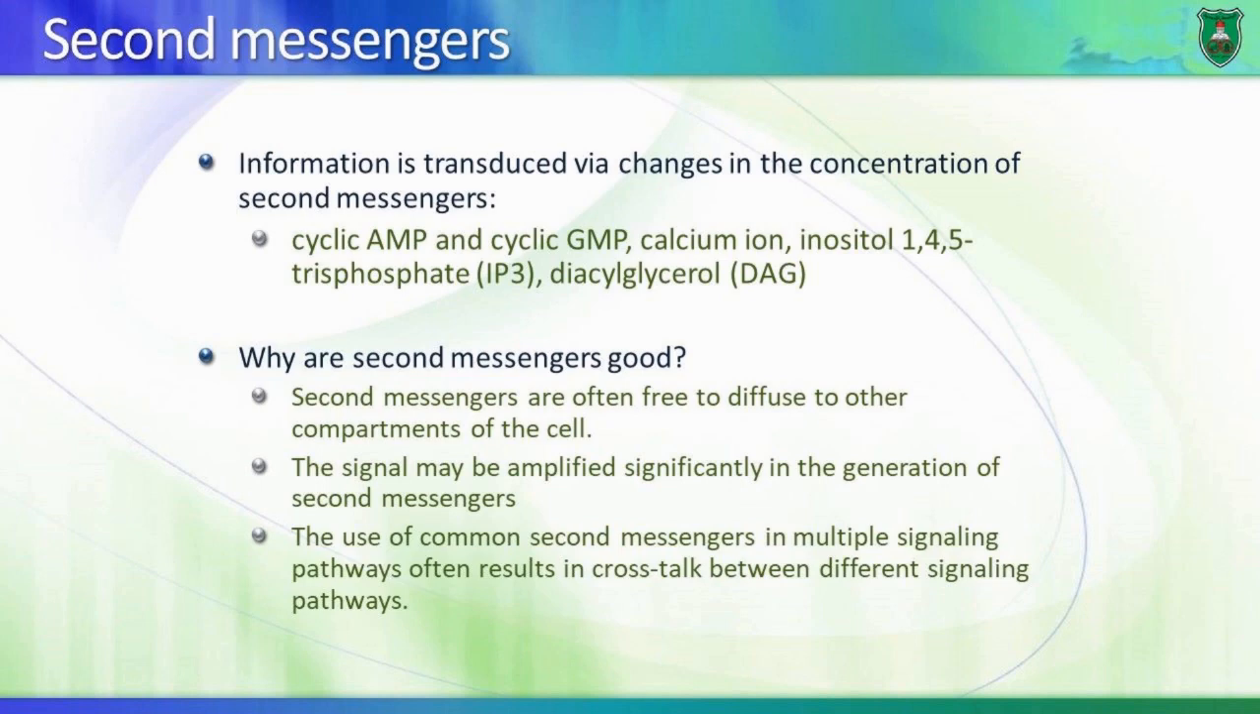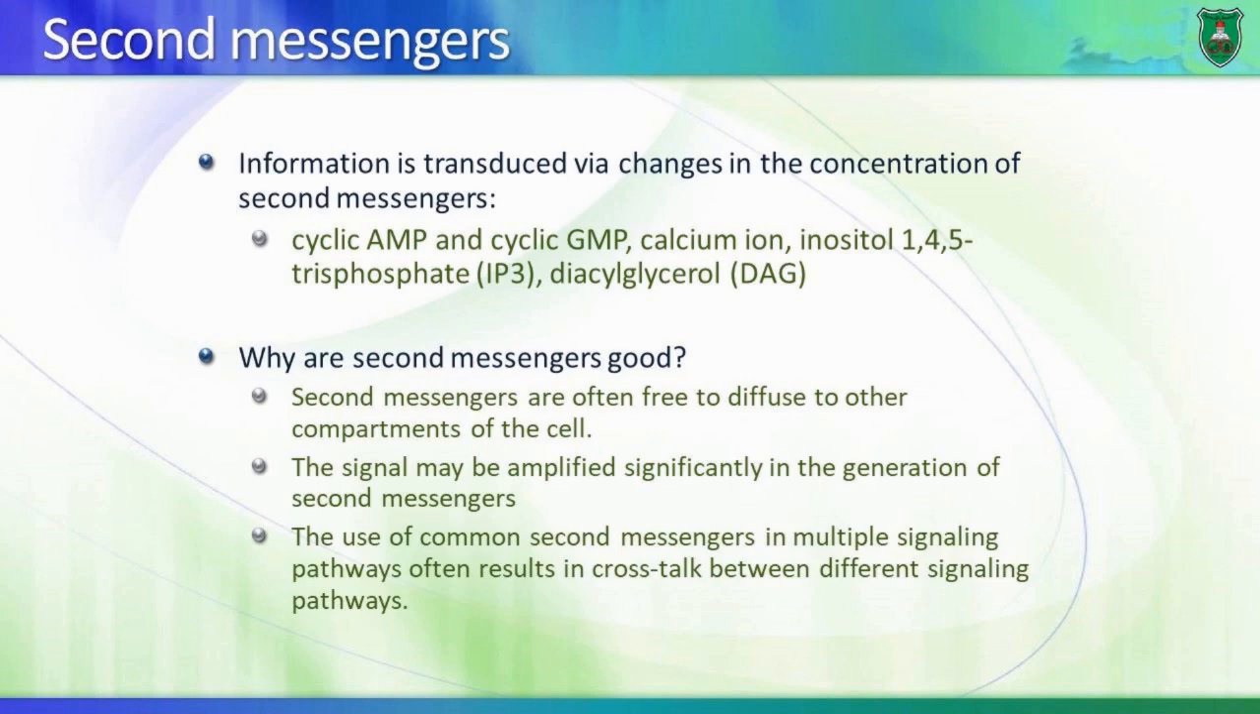Now, the thing is, why is it that cells use secondary messengers? Why are they good? Well, they're good because they are small. They can diffuse to other compartments freely. The signal can be amplified, and this is a very important aspect in the endocrine as well as cell function overall.